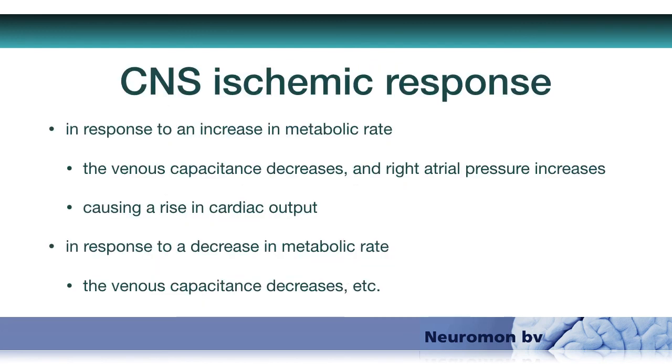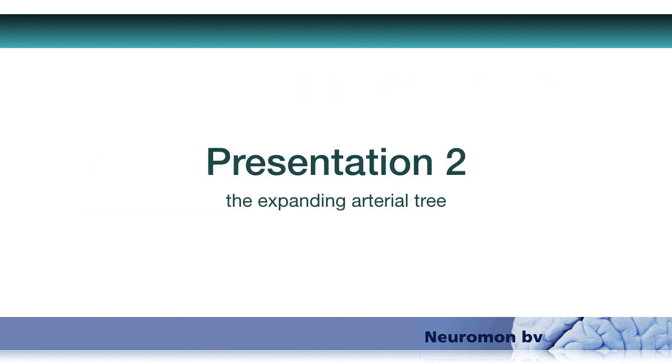We believe that the CNS ischemic response is continuously active, centrally monitoring the systemic metabolic rate in the brain and regulating cardiac output by changing the venous capacitance and thus the preload to the heart. In the next presentation, we will look at the arterial side of the vascular system and discuss the anatomical and physiological aspects involved in blood supply to all the body tissues.